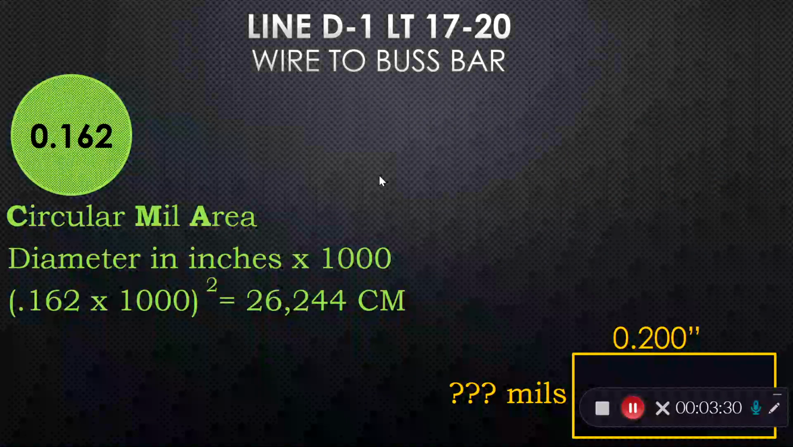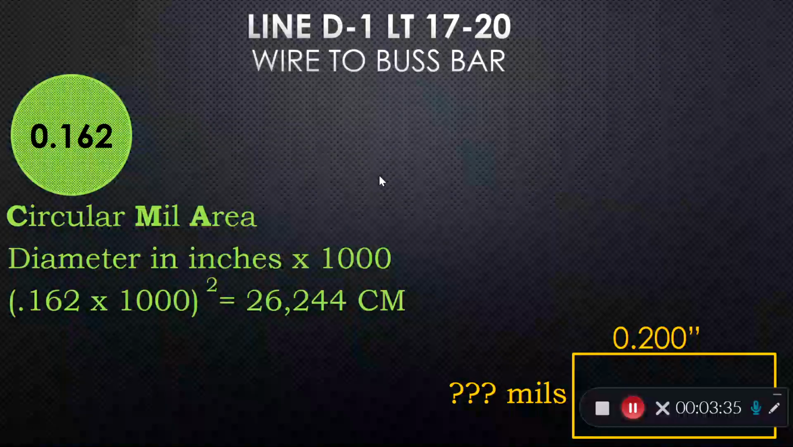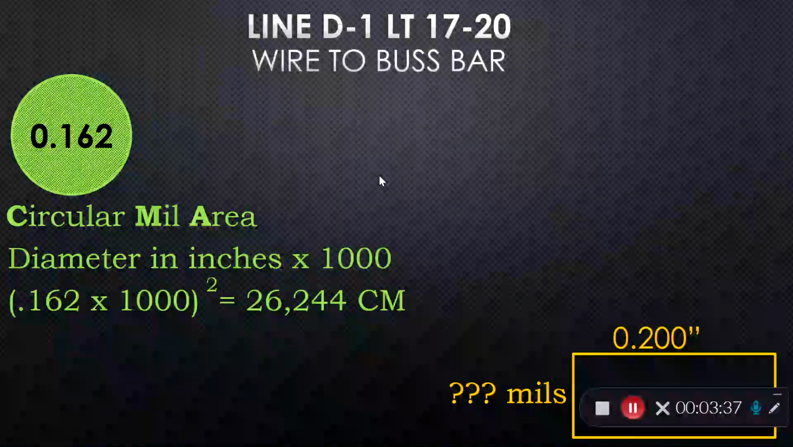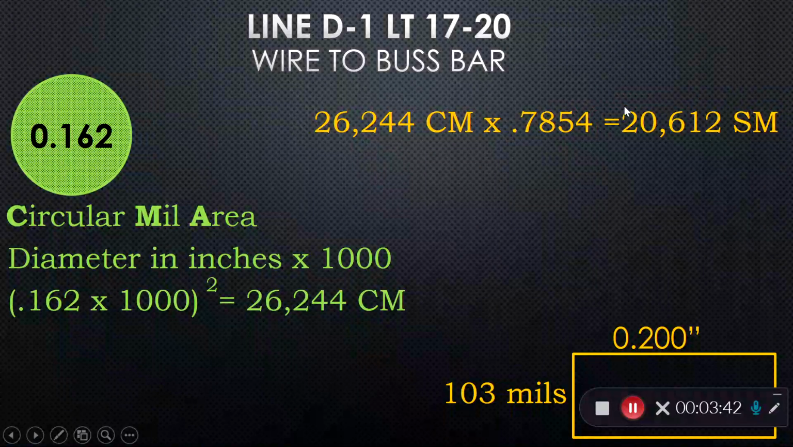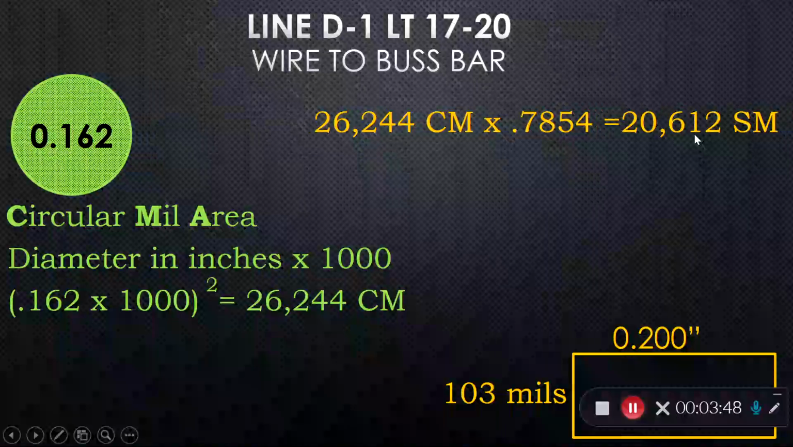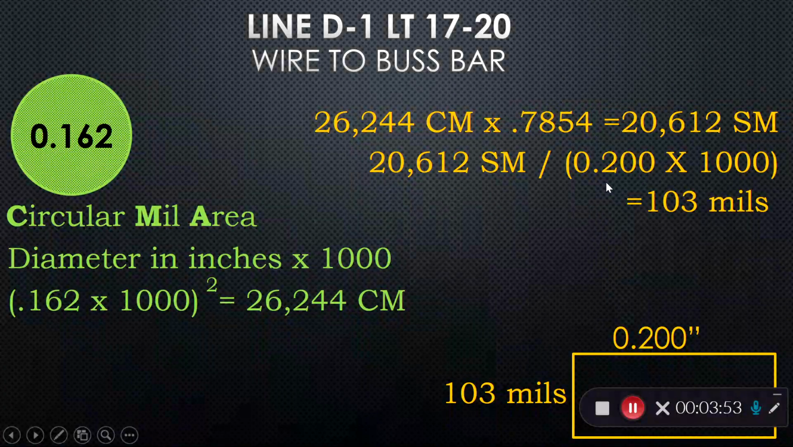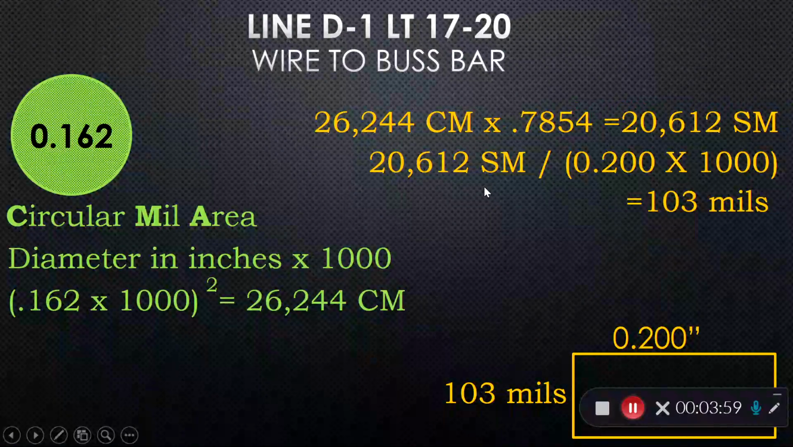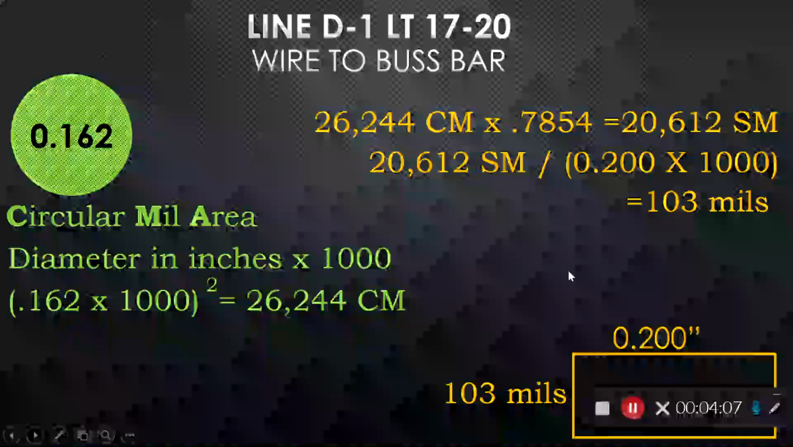If we wanted to convert a wire into a bus bar, and we knew one length of the bus bar, we'd have to find our circular mil areas and then convert that into square mils. So we're going to multiply it because there's going to be fewer square mils because they're larger. Once we know our CMA, we can divide it by the mils in our length. So here I've converted 0.2 times 1,000 to mils, and divided our square mils by this mils here, and that would give us 103, so that would be our width, or height, of that bus bar.